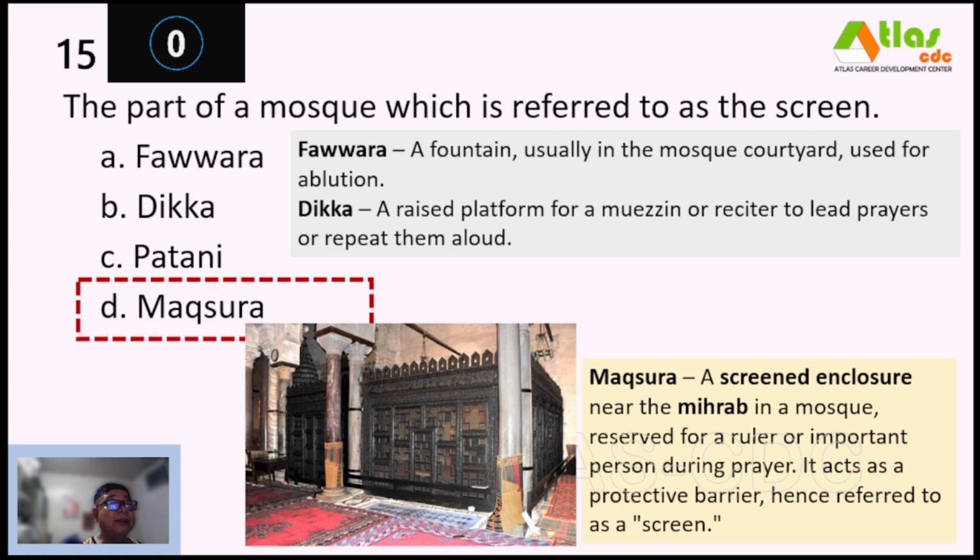Fawara is a fountain, usually in the mosque courtyard, used for ablution. And Dika is a raised platform for a muezzin or reciter to lead prayers or repeat them aloud.